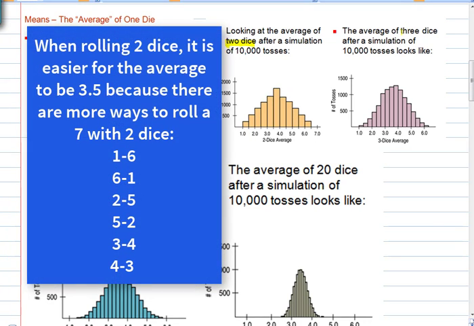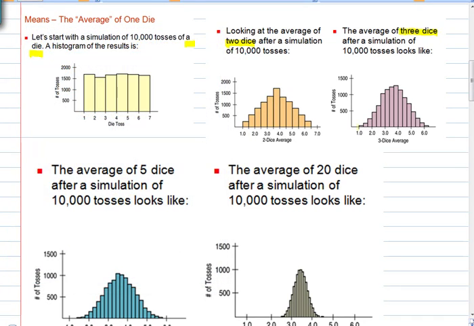When we increase the number of dice to 3, now the only way to get a 1 is to roll 3 1s. The only way to get a 6 is to roll 3 6s. But if I average the faces of the 3 dice together, my average is going to be somewhere closer to the middle here. And we see this normality start taking shape when we roll 3 dice.